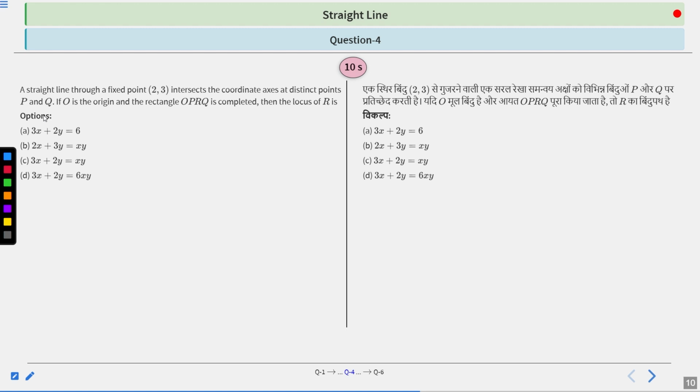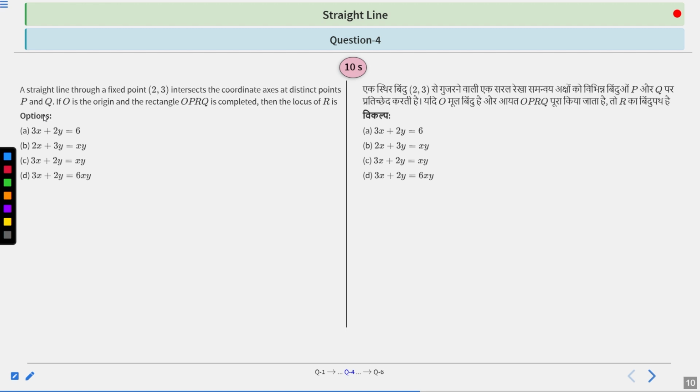We are given a straight line which is passing through (2, 3), and it intersects the coordinate axes at P and Q, right? So we can write the equation of the straight line in intercept form, in which it intersects the x-axis at P and the y-axis at Q. Now, since O is the origin, OPRQ will form a rectangle, clear? And we have to find the locus of R, clear?